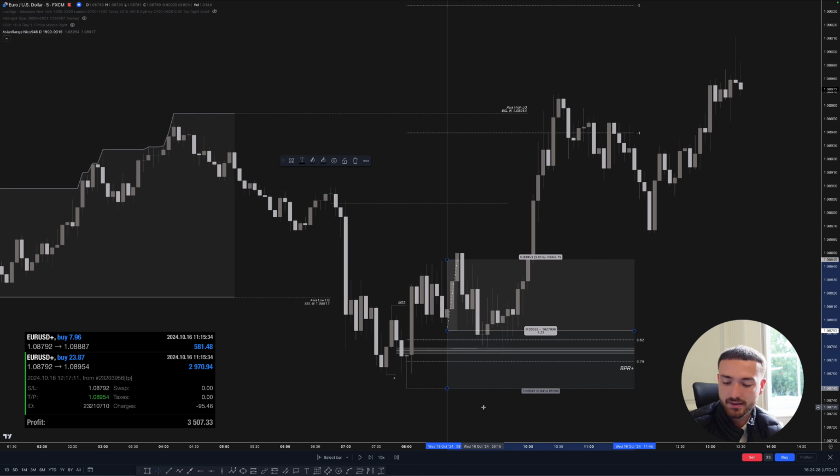So I normally allow myself about 1.5 pips. So that's 43 plus 15. In this instance, the SL would have been about 58. As you see there, that's where I like to put my SL.